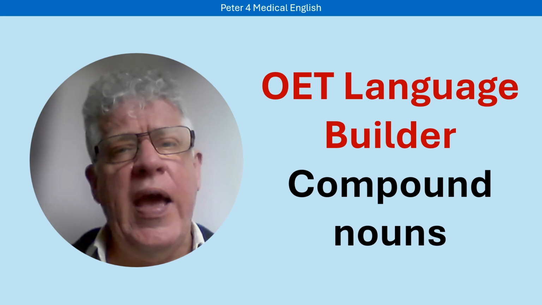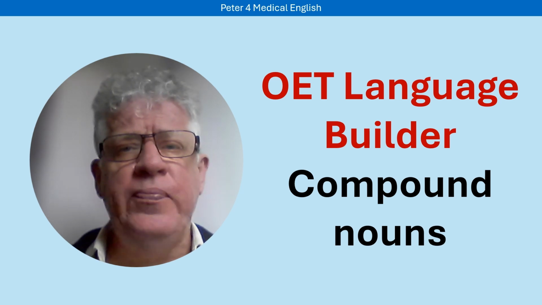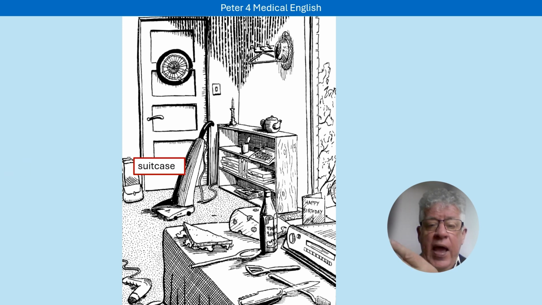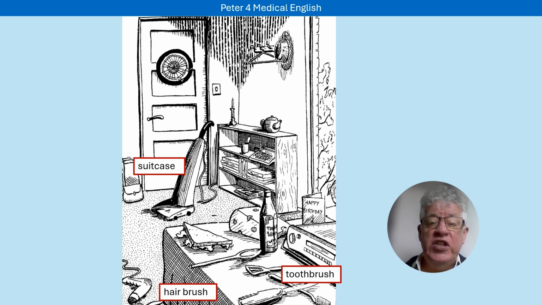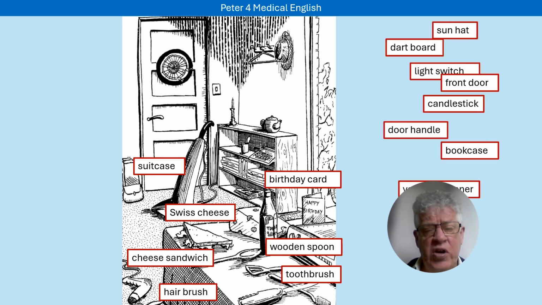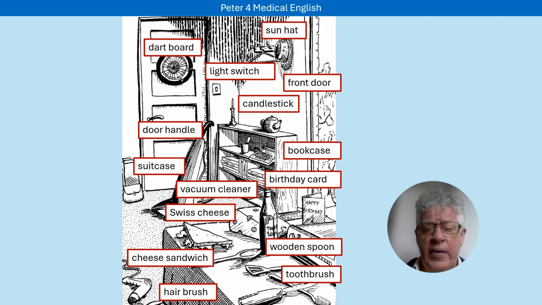Let's have a look at compound nouns. What are compound nouns? Well, we have suitcase, hairbrush, toothbrush, Swiss cheese, cheese sandwich, wooden spoon, and birthday card. In fact, this everyday scene has a lot of objects that could be described using compound nouns.